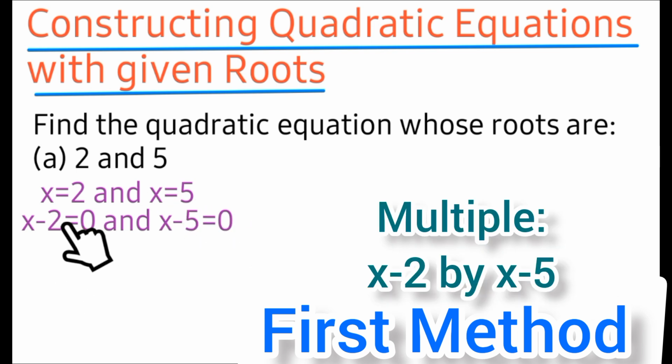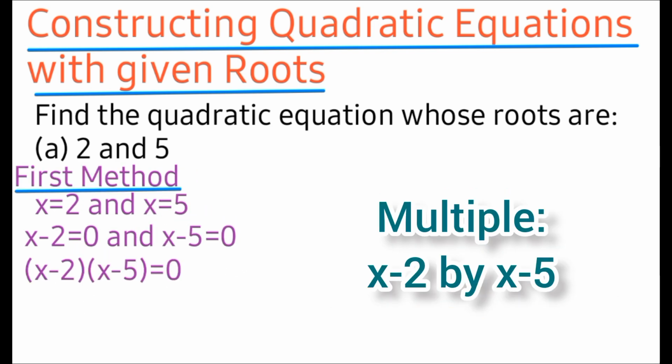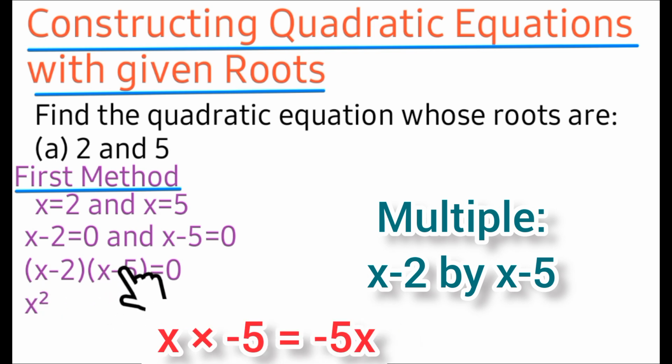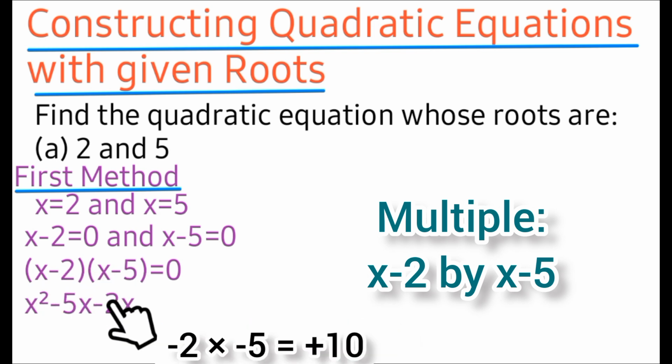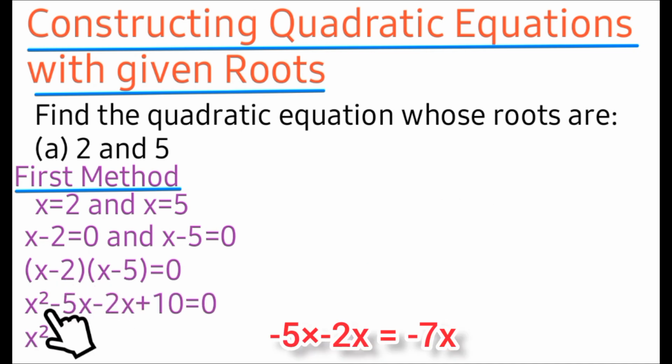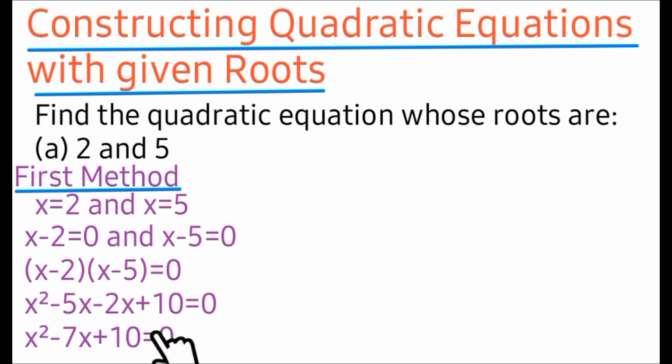Multiply the two derived equations together. So we have (x - 2) multiplied by (x - 5) equal to 0. x times x gives x squared. x times -5, minus 2 times x, minus 2 times -5 equals 0. We have x squared minus 5x minus 2x plus 10 equals 0. So we've used the first method to find the quadratic equation whose roots are 2 and 5, and the equation is x squared minus 7x plus 10 equals 0.